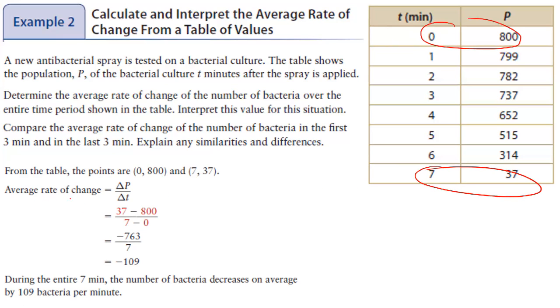So the average rate of change in the entire period is delta P over delta T, right? Delta P is 37 minus 800, and delta T is 7 subtracted by 0. That means minus 763 over 7, which is minus 109, right? So the conclusion is during the entire 7 minutes, the number of bacteria decreases on average by 109 bacteria per minute. Okay?